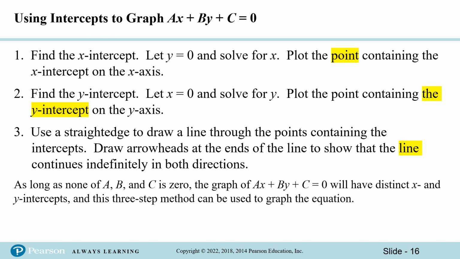Using intercepts to graph. Well, first thing you have to do is find the x-intercept. You do that by plugging in y equals 0. Plot that point. Then find the y-intercept. You do that by plugging in x equals 0, and then draw a line between the two.